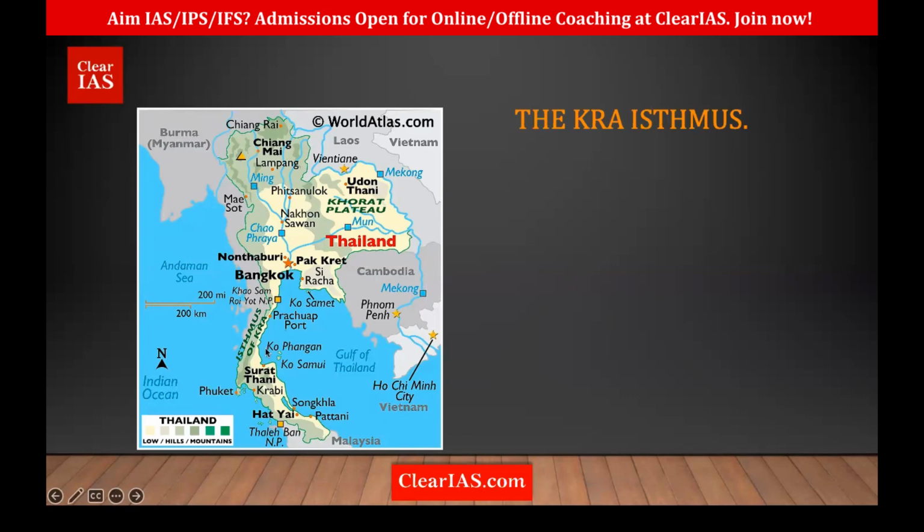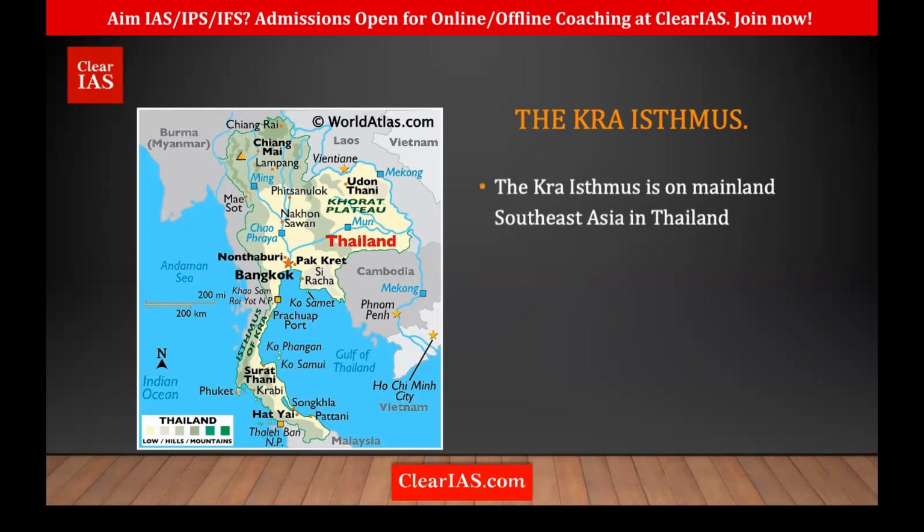This small extension to the bottom is called the Isthmus of Kra. This narrow strip of land is the Isthmus of Kra, the Kra Isthmus. It is on mainland Southeast Asia, in Thailand, and it is the narrowest part of the Malay Peninsula.